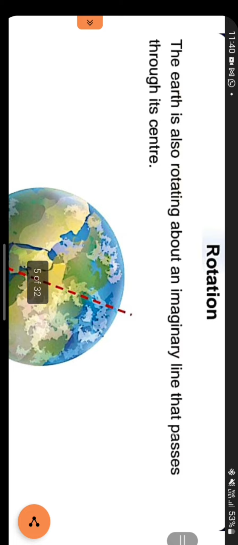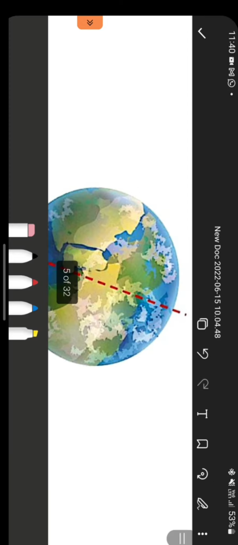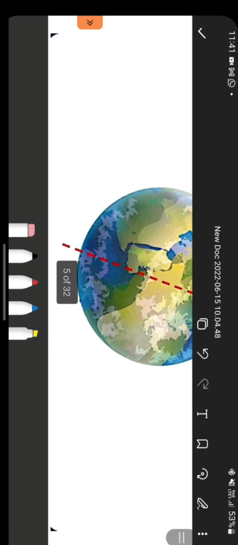Another example has been given to you. The earth is also rotating about an imaginary line that passes through its center. So along its axis, the earth rotates itself. If you imagine the earth as an object, see here the red dotted line, it is the imaginary axis. With the help of the axis it is rotating itself. So it is also one example of rotation.